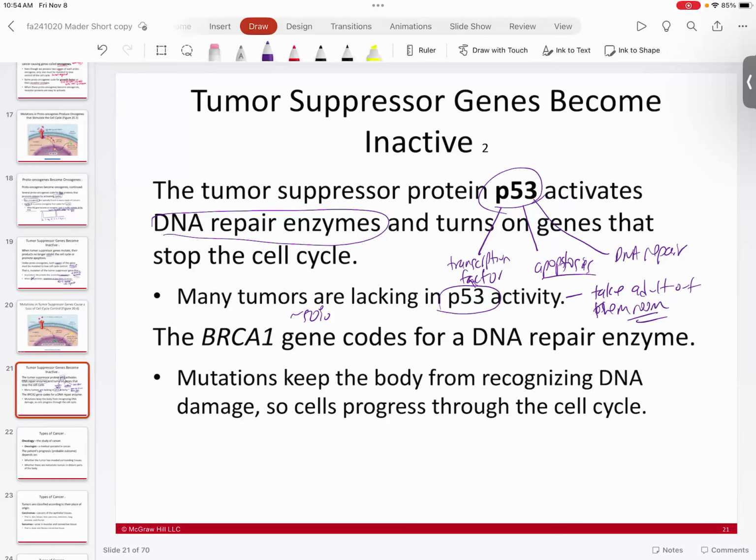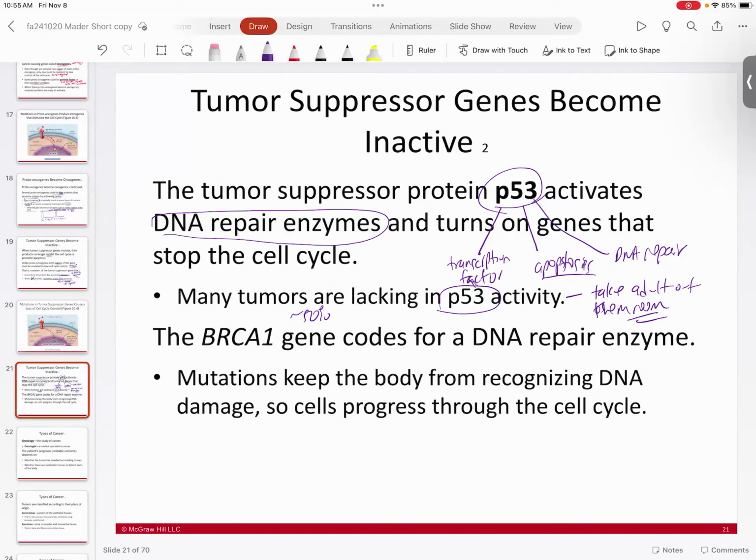So if you take out the adult in the room, then you'll be free to do whatever you want. And that's what a lot of cancers do. P53 is the adult in the room telling the toddler, no, stop slapping your sister. And then in this case, cancers will take the P53 out of the room so that they're free to do whatever they wish. And that's a common strategy.